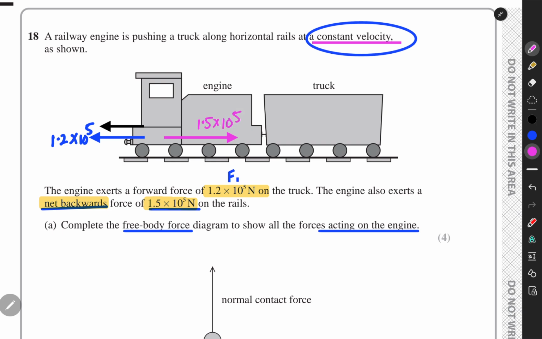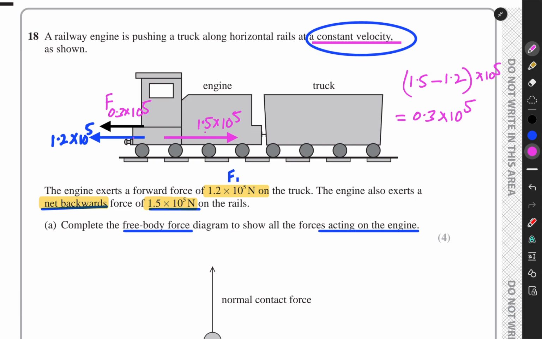These two forces are mentioned, but there is a third force as well. Because the object is moving at a constant velocity, the resultant force is zero, so there is another force equal to the difference between these two forces. Let me call it force F, forward force. That will be 1.5 minus 1.2, times 10^5, which is 0.3 × 10^5 Newton. This is one of the forward forces.